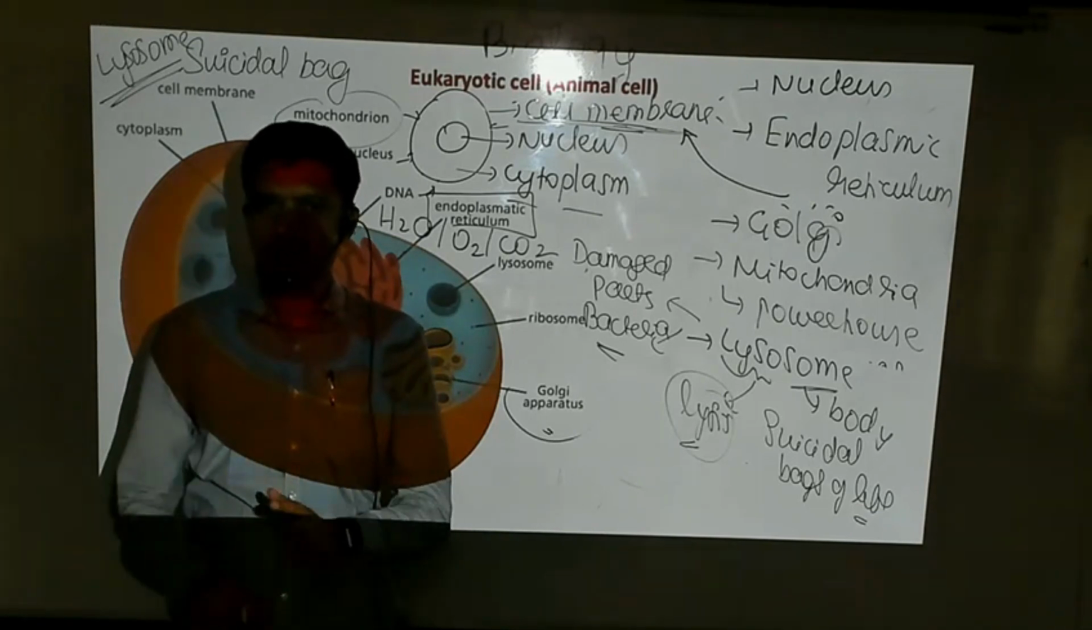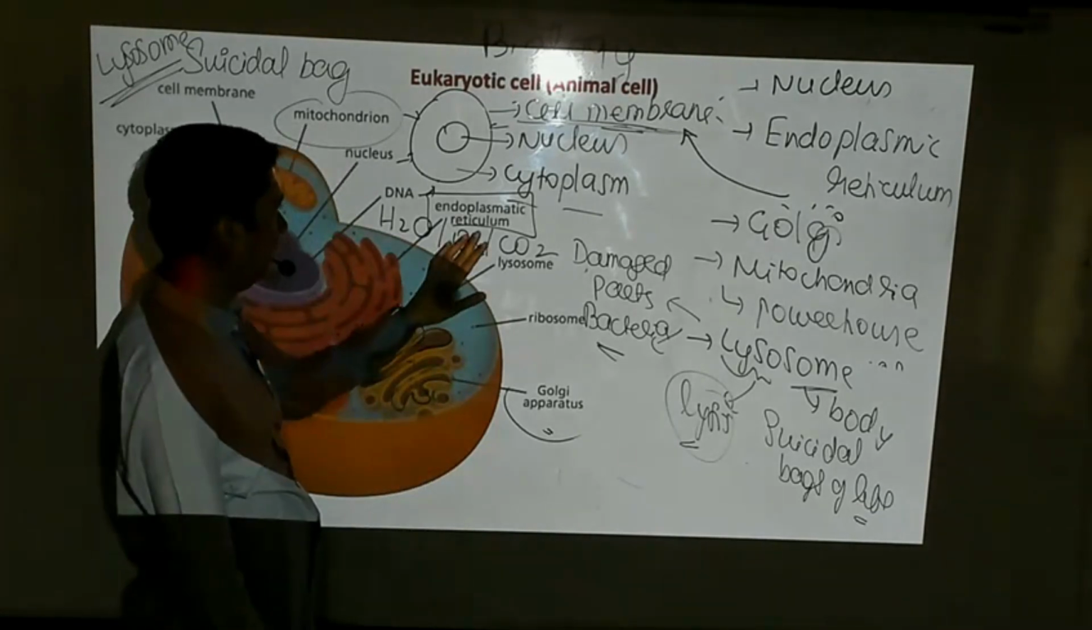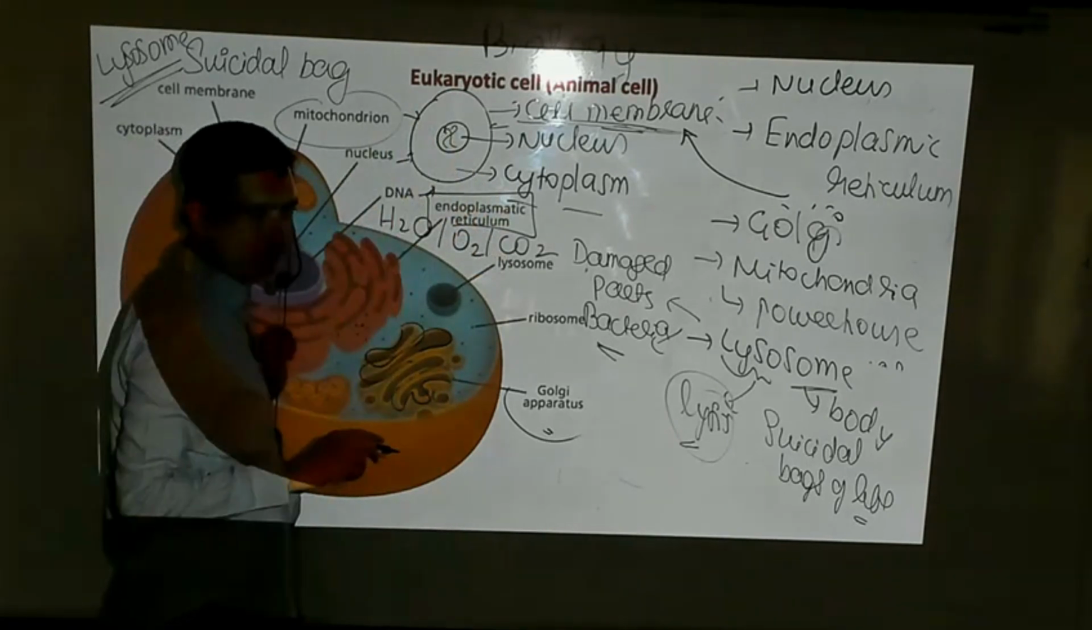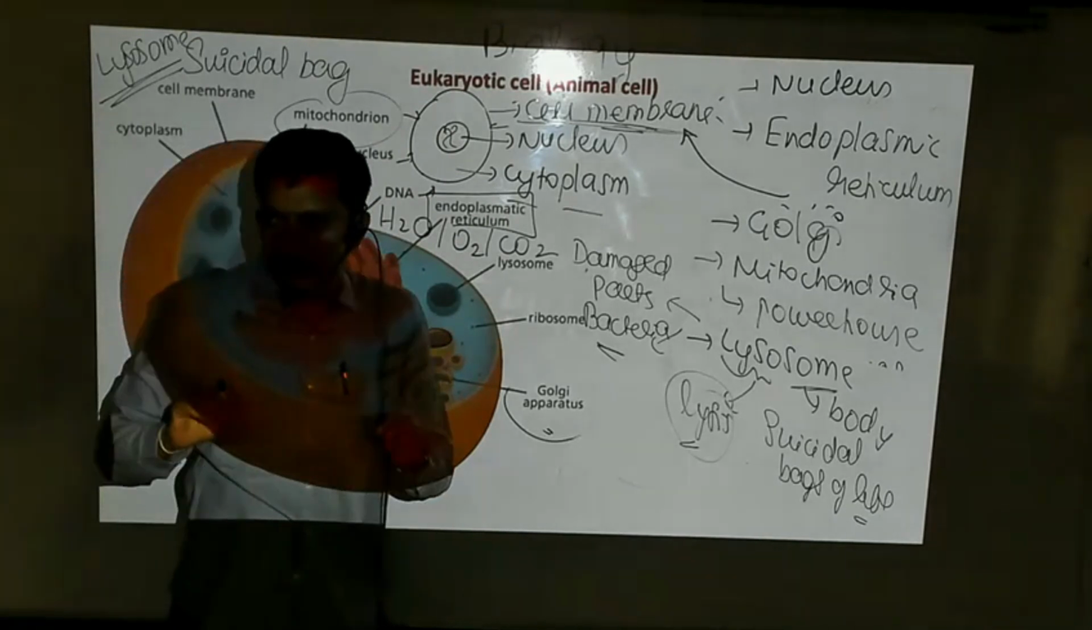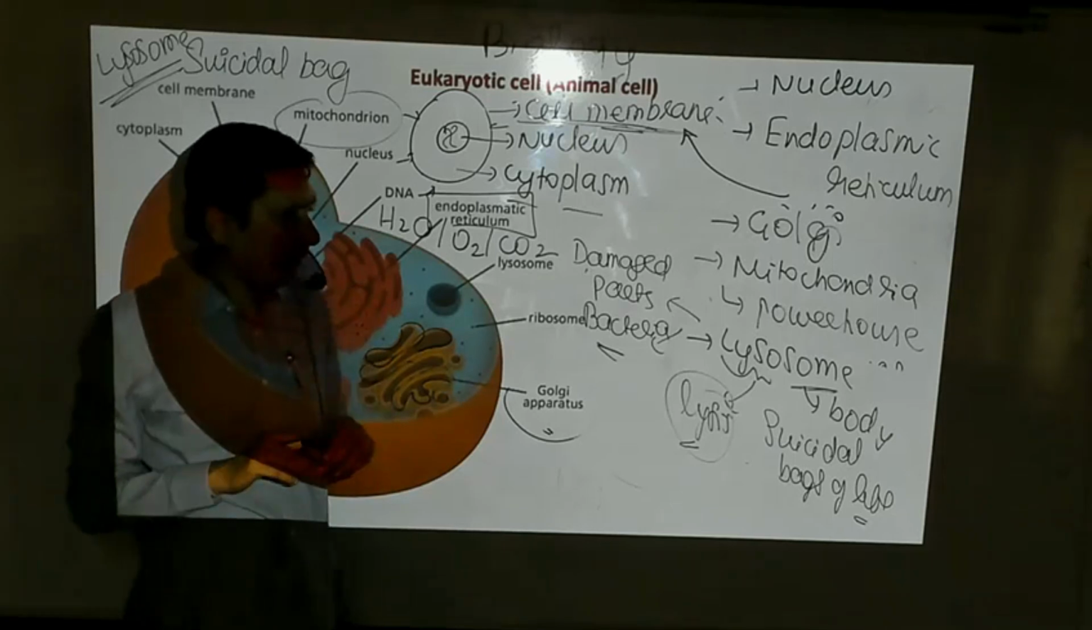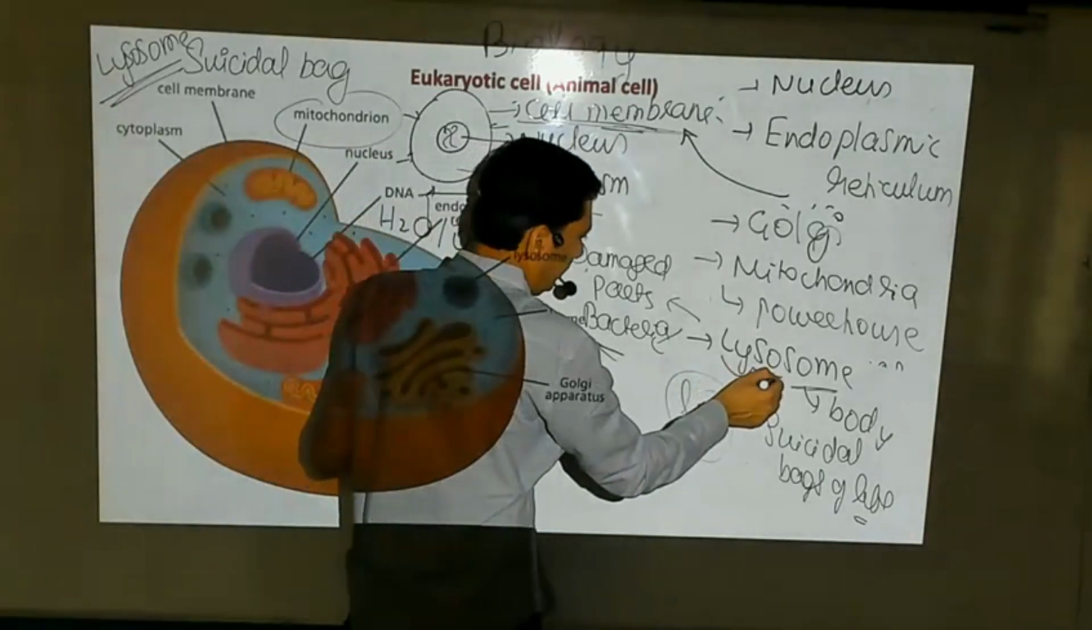Imagine there is so much damage. Let's say our DNA got damaged inside the cell. Here we have DNA. DNA got damaged to an extent where the cell cannot run. Then what does the cell do? The cell sacrifices itself. It releases the contents of the lysosome.